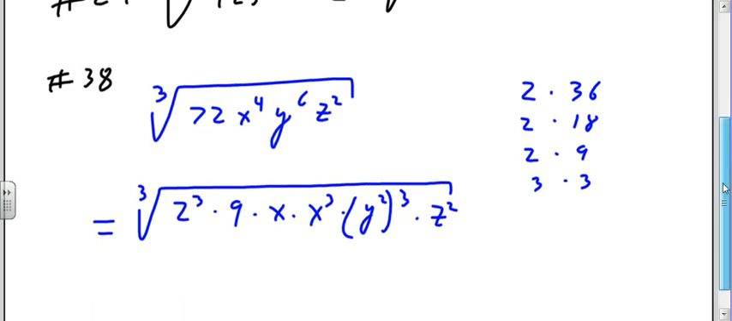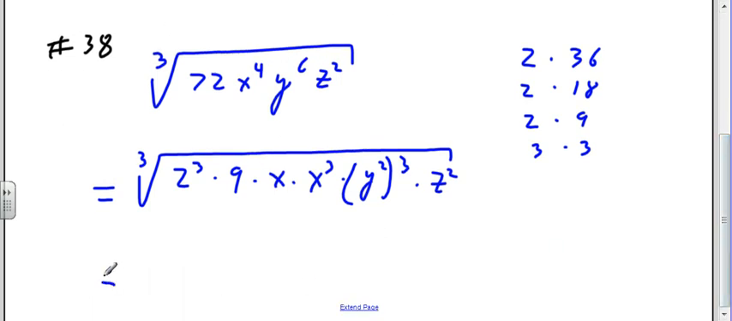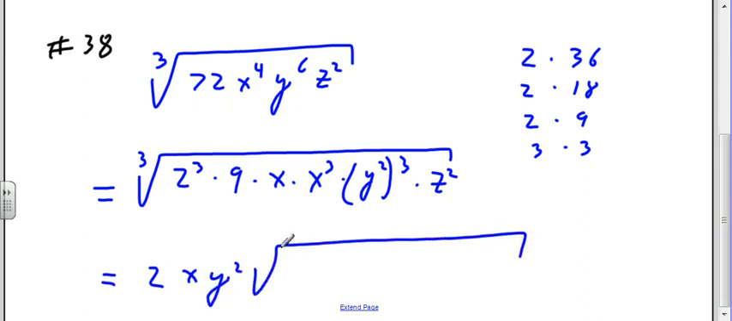And then I bring out all my perfect cubes. So I got a 2, I've got an x, I got a y squared, and then left over the cube root of 9xz squared, and I'm all done.